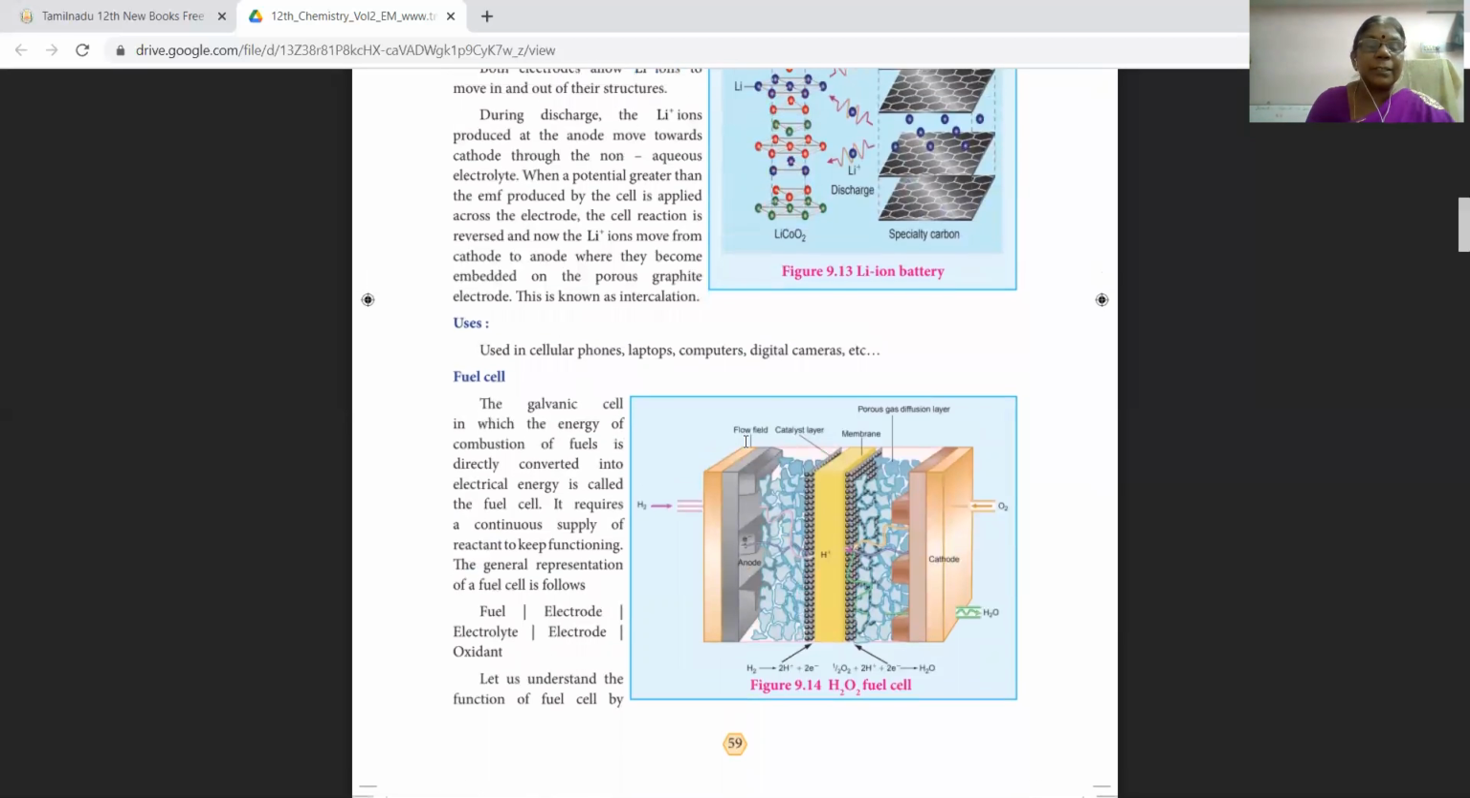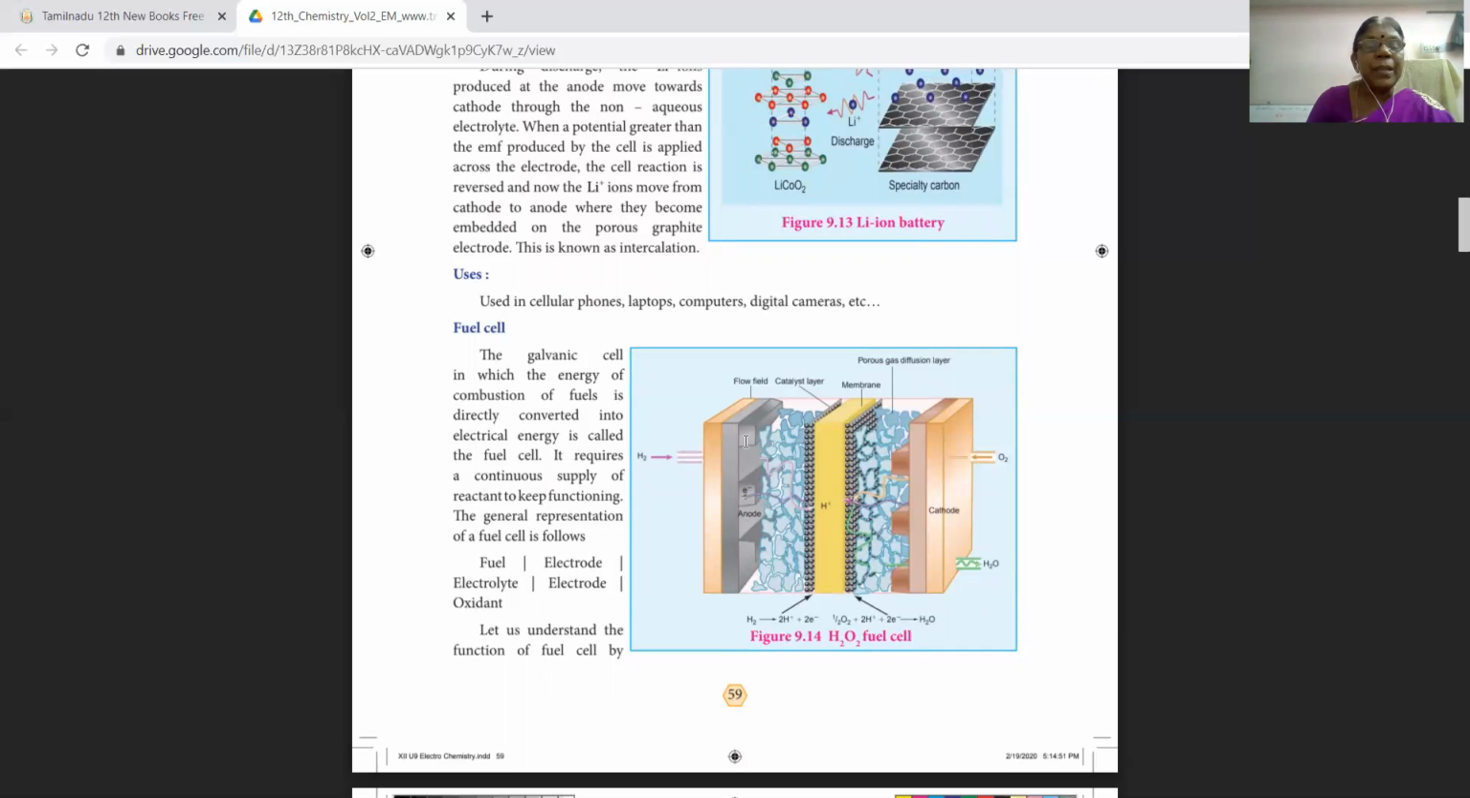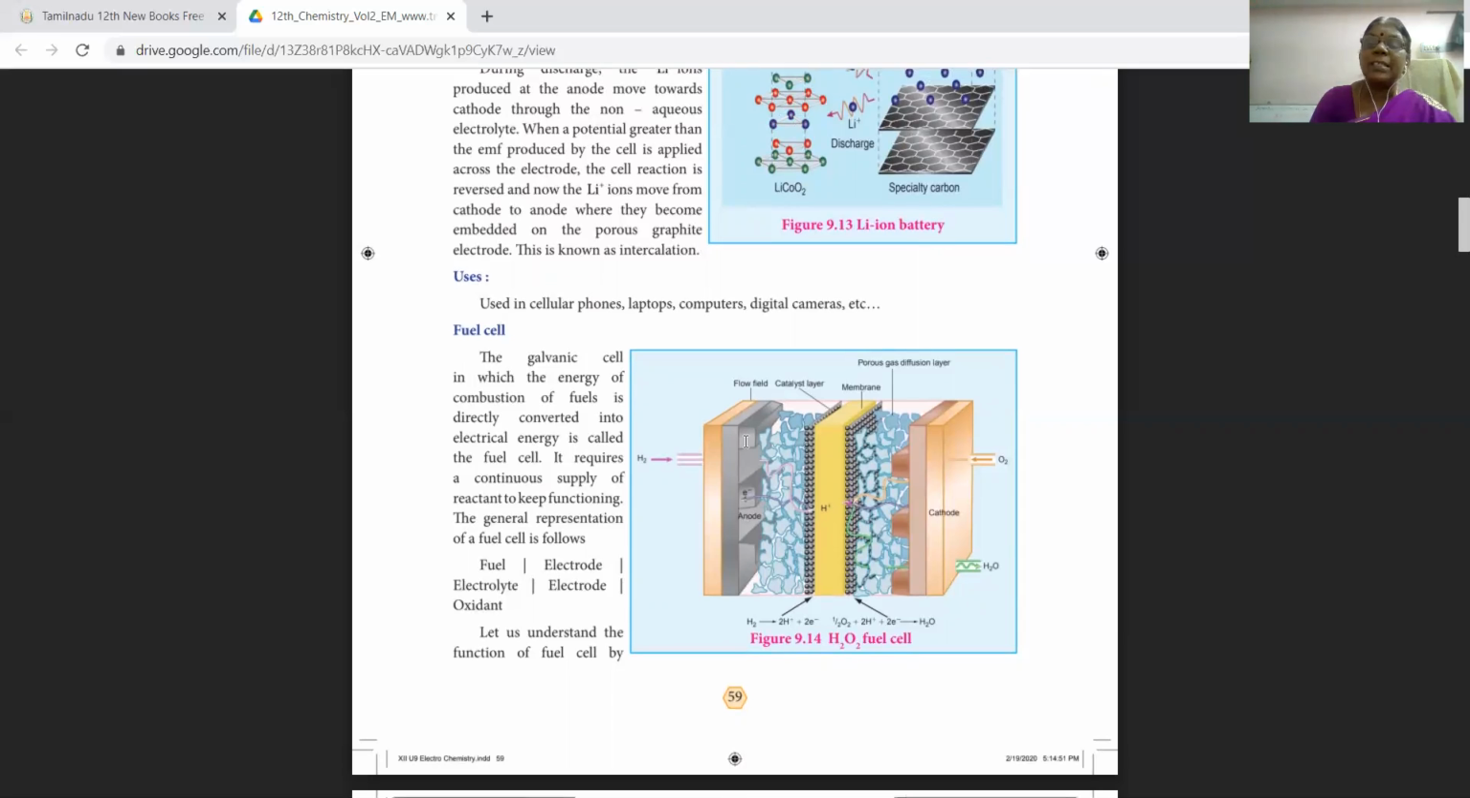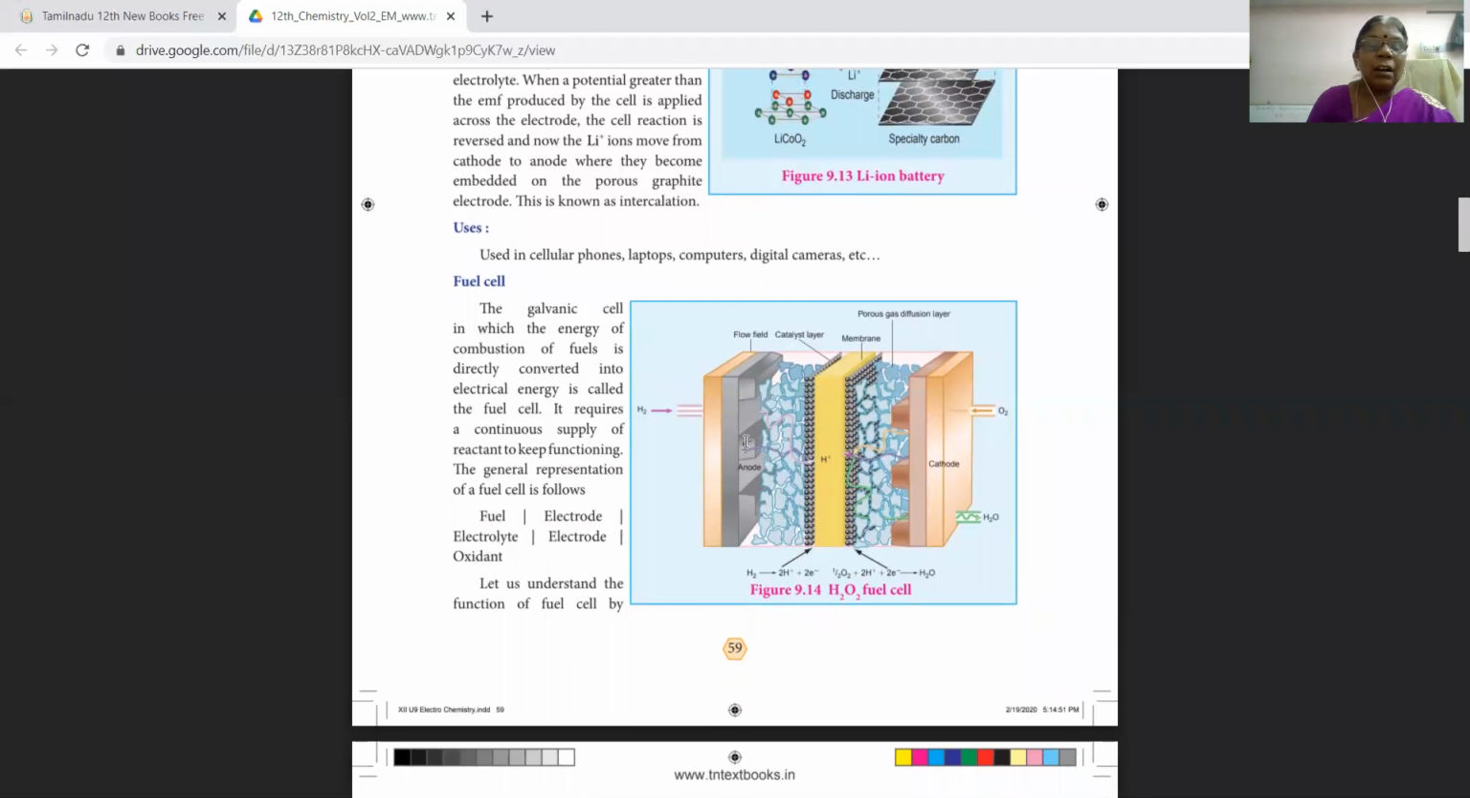Next is fuel cells. The galvanic cell in which the energy of combustion of fuels is directly converted into electrical energy is called a fuel cell. So wherever the energy of combustion of the fuel is converted into electrical energy, such types of cells are called fuel cells. It requires a continuous supply of reactants to keep functioning. The general representation of the fuel cell is fuel | electrode | electrolyte | electrode | oxidant.